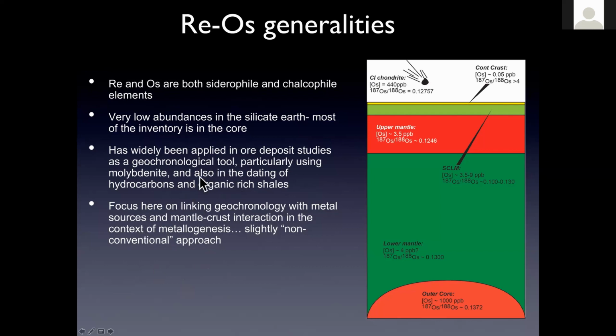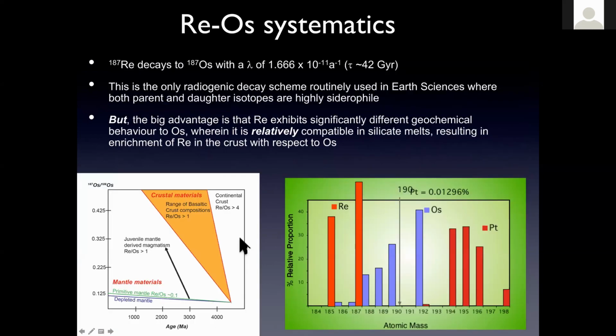So rest assured, I'll be talking about virtually none of those things today, just to change the pace a little bit, because I'd like to link how we can use that geochronology with metal sources, mantle crust interaction in the context of metallogenesis and metallogenic systems. So from an osmium point of view, slightly non-conventional, and how that might aid us in terms of understanding ore formation models and thinking about terrain selection.